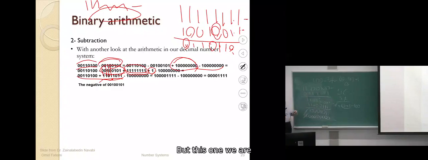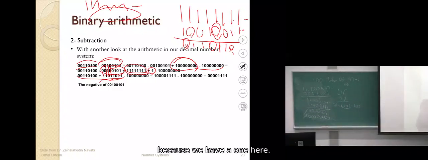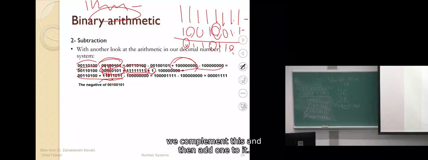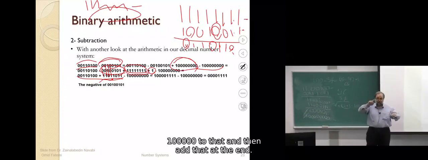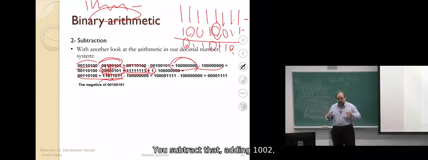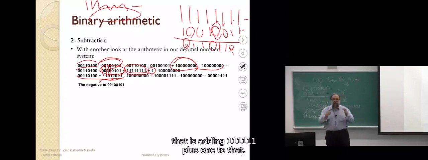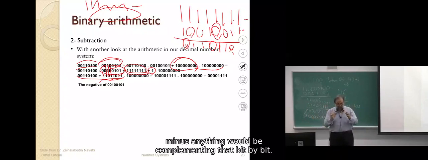But this one, we are complementing and then adding 1 to it. Why? I've told you, because we have a 1 here. We complement this and then add 1 to it. I told you the reason. You're adding 1, 0, 0, 0, 0, 0 to that, and then at the end you subtract that. Adding 1, 0, 0 to that is adding 1, 1, 1, 1, 1, 1 plus 1 to that. And then 1, 1, 1, 1, 1, 1, 1 or something minus anything would be complementing that bit by bit.